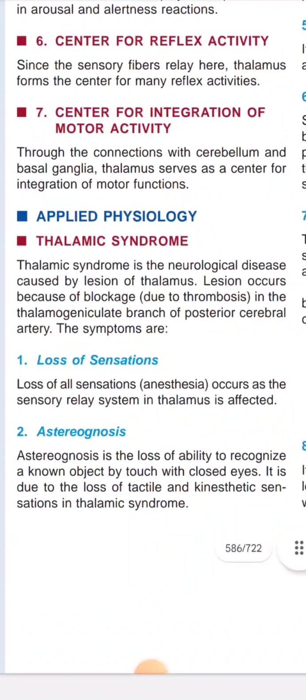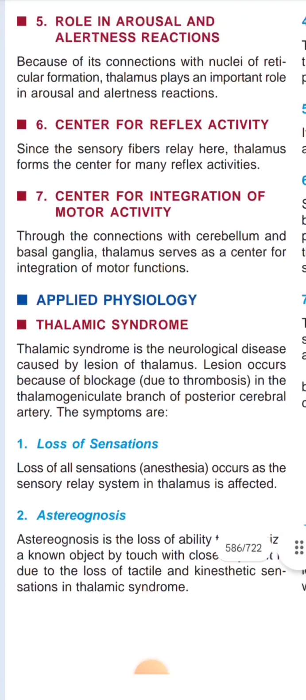Next, center for integration of motor activity. Through the connections with cerebellum and basal ganglia, thalamus serves as a center for integration of motor activity, means to execute the motor activities also thalamus plays an important role. So these 7 are the functions of thalamus.